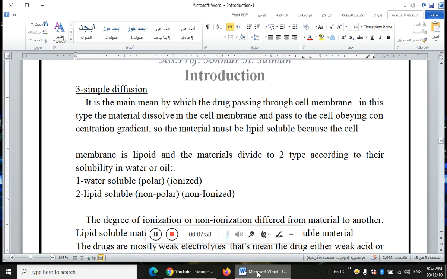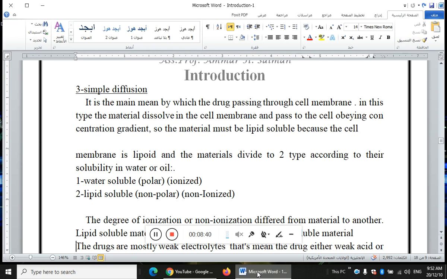The third type of transport through the cell membrane is simple diffusion. It is the important and main way by which drugs pass through the cell membrane. In this type, the material dissolves in the cell membrane and passes into the cell obeying the concentration gradient.